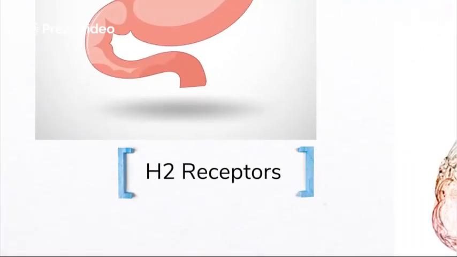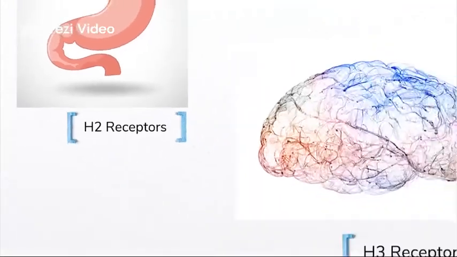Then we have H2 receptors, and H2 receptors are responsible for the secretion of stomach acid and airway mucus. So, when histamine binds with H2 receptors, there will be extra secretion of stomach acid and mucus will start to build up in the airways.